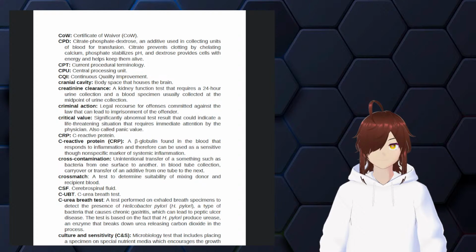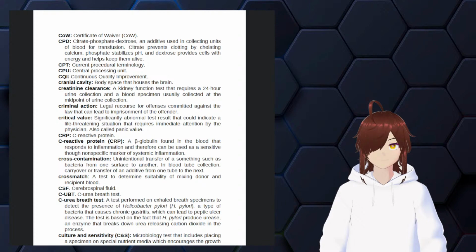Also called panic value. CRP, C-reactive protein. CSF, cerebrospinal fluid. CUBT, C-urea breath test.